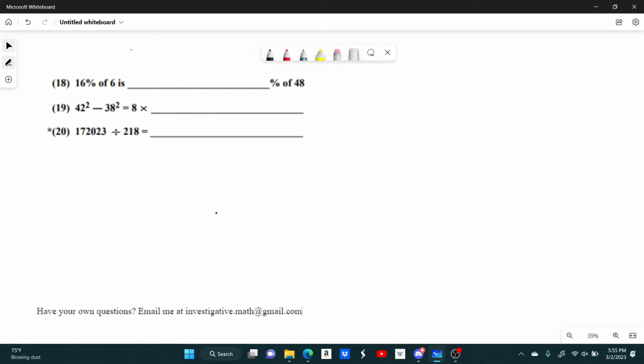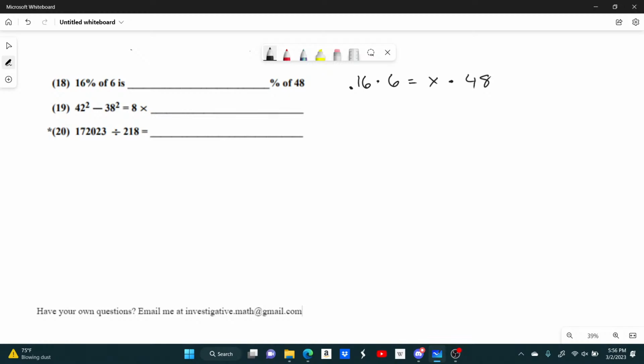All right, anyway, 16% of 6 is blank percent of 48. So I kind of imagine this as, well, you can think of the word of as like a multiplication sign. 16% of 6 is the same thing as 0.16 times 6, right? And that's equal to some number times, actually I should probably use the dot if I'm using an x. 0.16 times 6 equals x times 48. And then I can just solve this for x.